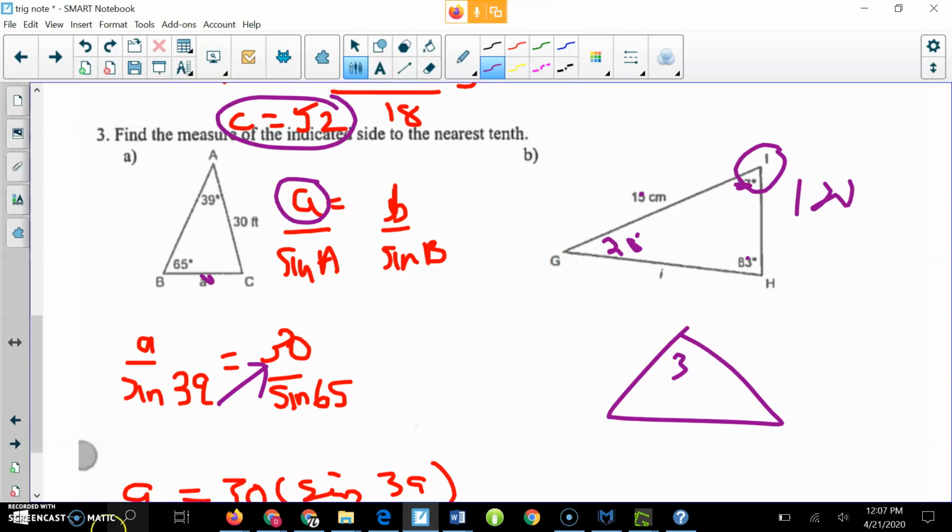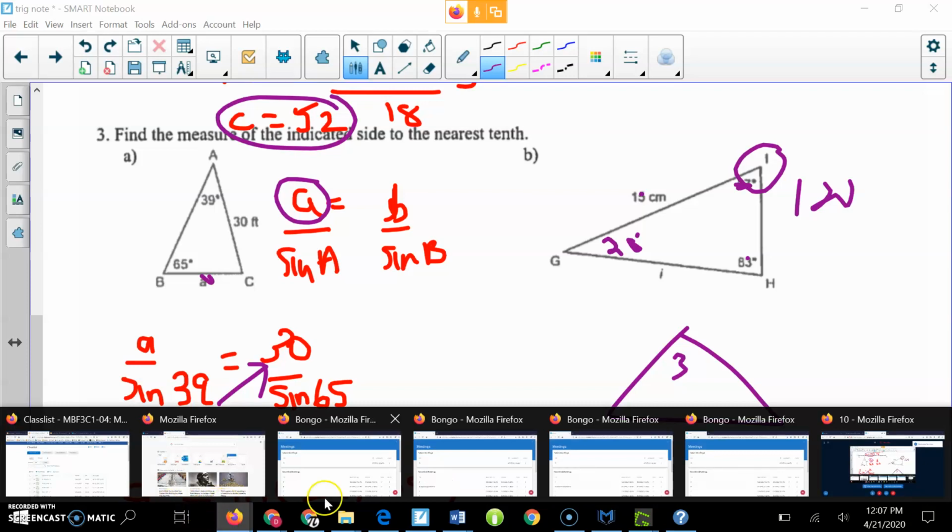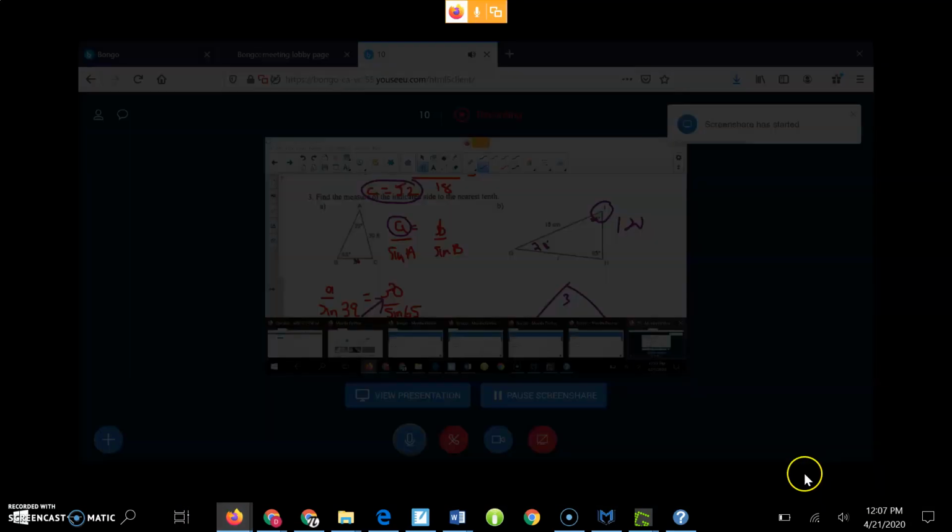Okay, so that's it, guys. That's all I got today. Those are the questions for sine law. Pretty straightforward. The first quiz was really well done. So if you have a chance to do that, great. If not, try the second quiz, which is on sine law and cosine law.